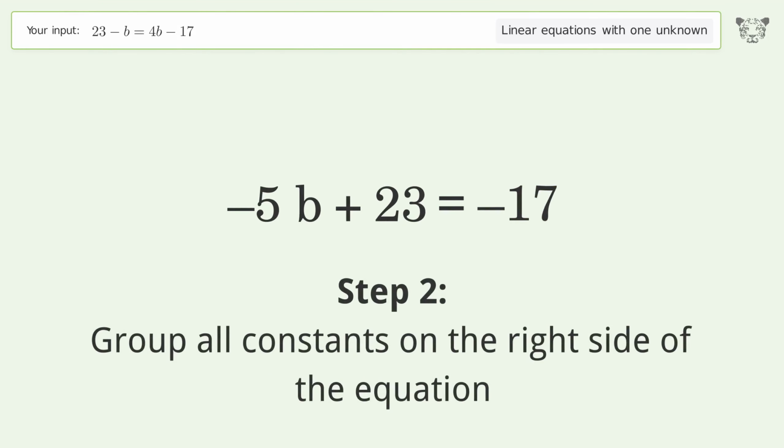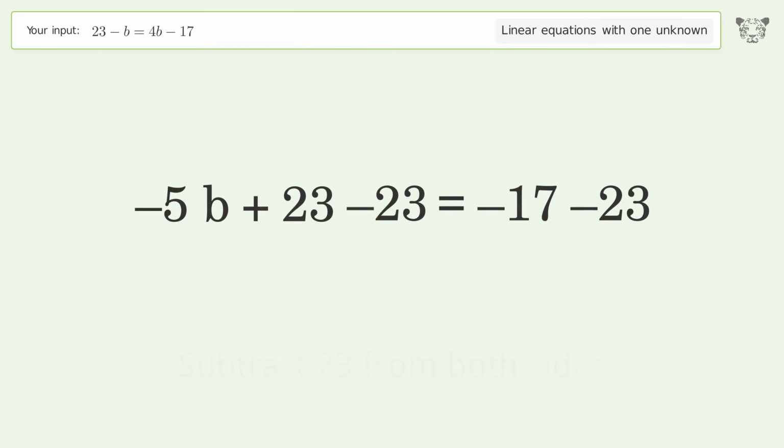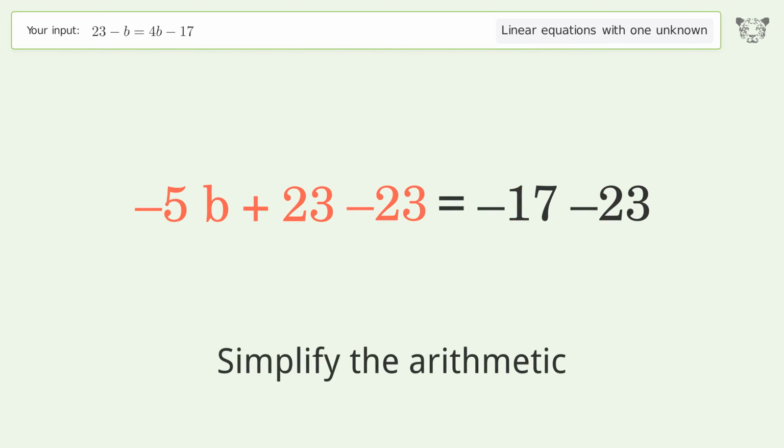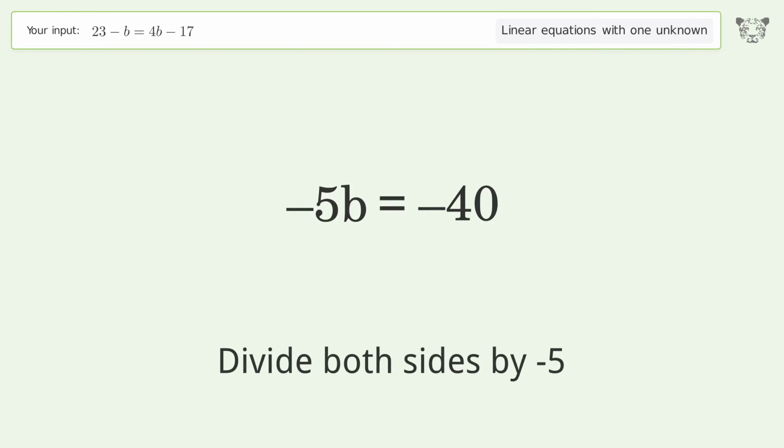Group all constants on the right side of the equation. Subtract 23 from both sides. Simplify the arithmetic. Isolate the b. Divide both sides by -5.